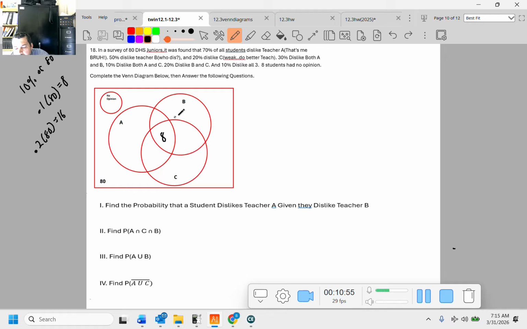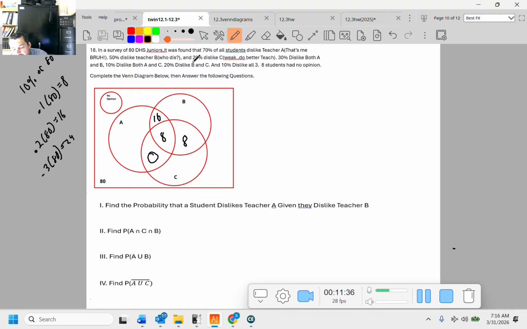20% dislike B and C. So 20% is 16. 8's been talked about. That leaves 8 more. 10% dislike both A and C. 10% is 8. I've already got 8 accounted for, so I'm going to put a 0 there. 30% dislike both A and B. Now, 30% of 80 is 24, and that was about A and B. So that's the sliver right here. 8's accounted for. I need 16 more people in it. And all right, I'm down to here.